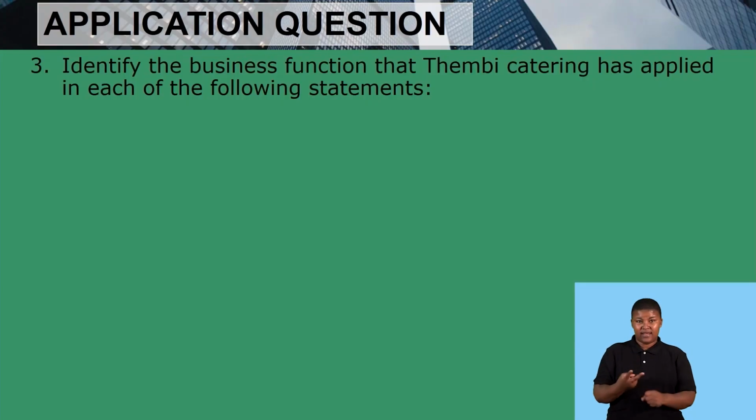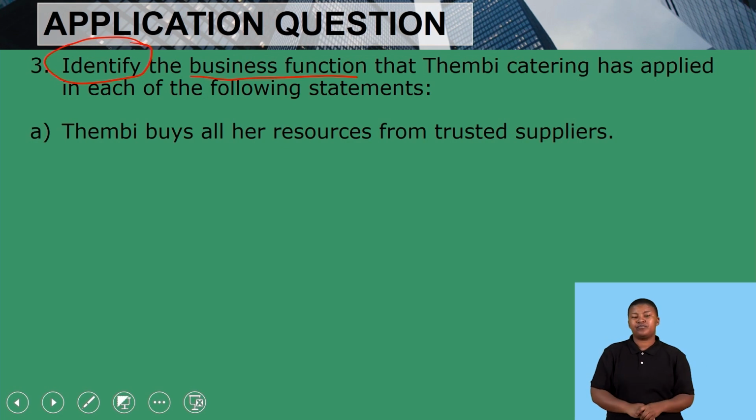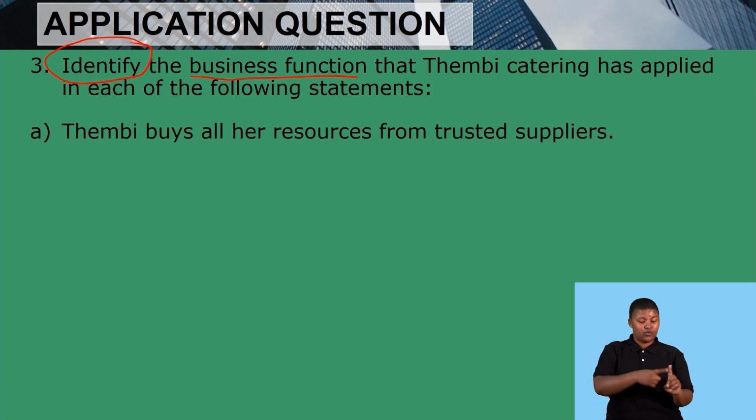Okay, so let's move on to our next application question, where they again ask, identify. So we have to use the statement or the case study or the scenario to answer this question. Identify the business function that Tembe Catering has applied in each of the following statements. So let's take a look. The first one says Tembe buys, so that is already a clue for you as to which function this will be, all her resources from trusted suppliers. So this will obviously be the purchasing function.